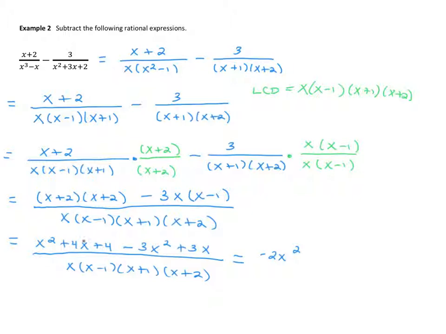Okay, I have a positive 4x and a positive 3x. That is a positive 7x. And then lastly, I have a plus 4. Again, all divided by my common denominator, x times x minus 1 times x plus 1 times x plus 2. And I think this is a reasonable place to stop, where, yes, you could multiply all this together. I don't think there's much benefit to doing that, and that's it.